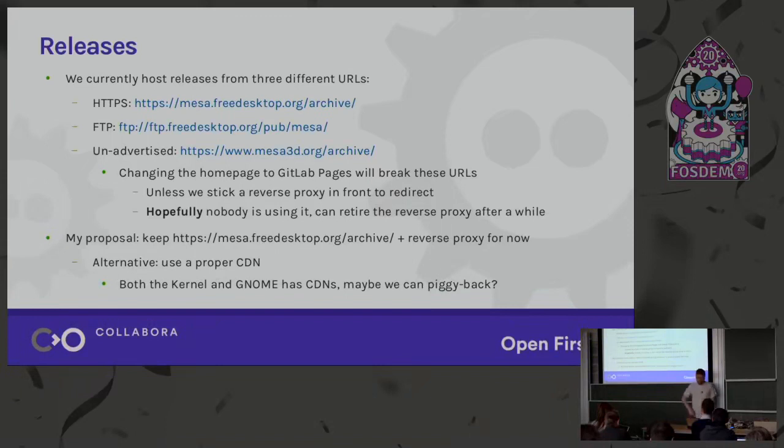We could also use a proper CDN, but I'm not sure we care about that, because I think most people use distro packages for Mesa, so we don't really have a huge load. But both the kernel and GNOME have proper CDNs, so we could maybe piggyback on those. I'm getting a signal that there are 15 minutes left.